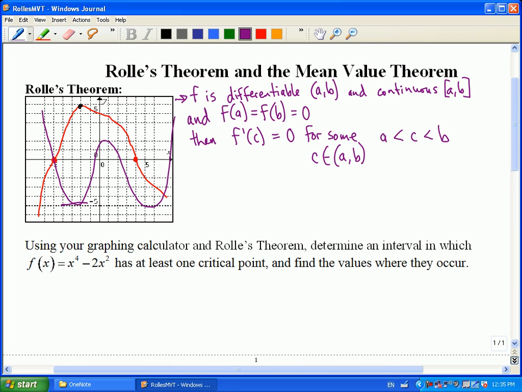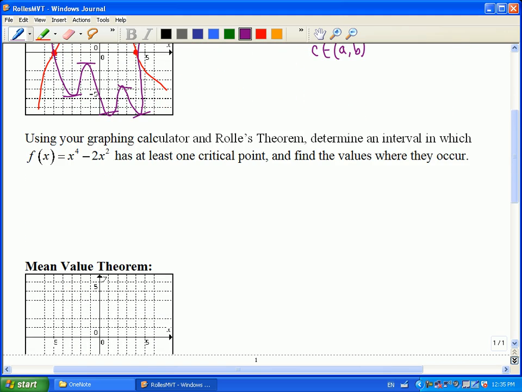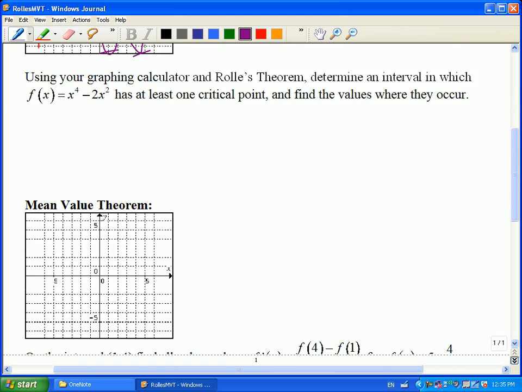I don't even have to keep crossing above the axes. Like I could go like that and have 1, 2, 3, 4, 5 times that I do it. But the point is, there must be at least one spot where this happens. Okay, so let's use Rolle's theorem. We can put this in our graphing calculator.